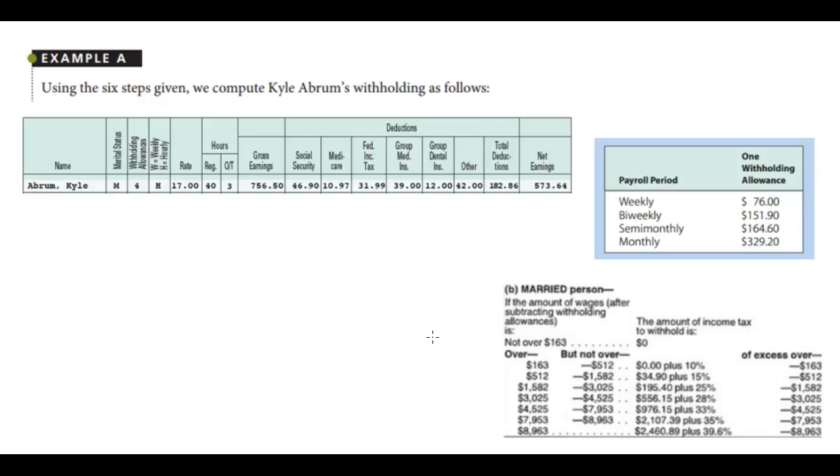All right, so we're going to look at example A, and we're going to be using the 6 steps that was given in the previous slide, that green rectangle that had 6 steps. We're going to be using those 6 steps to determine Kyle Abram's withholdings. So we have this table just below with the information for Kyle Abram. This comes from the previous section. This is just a part of a table that you saw back in the previous section, section 10.1.